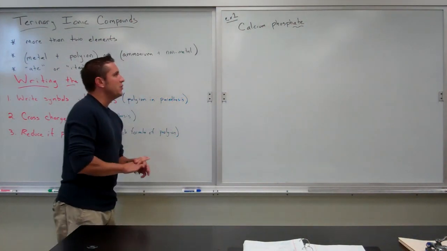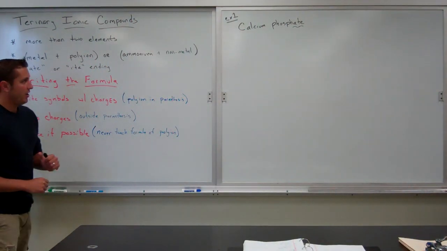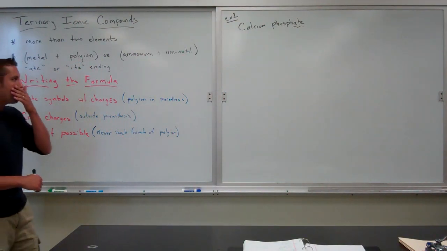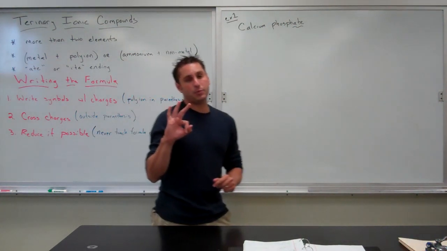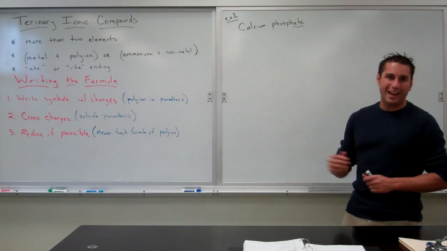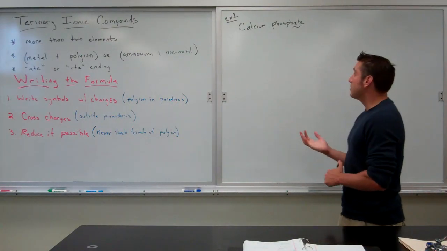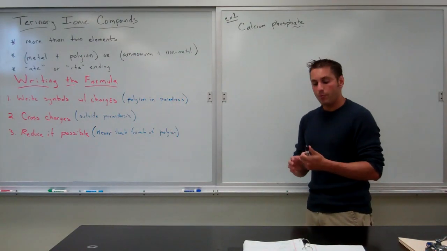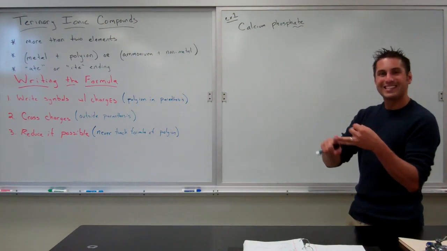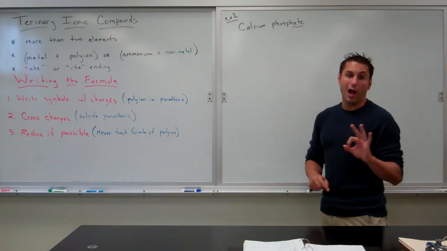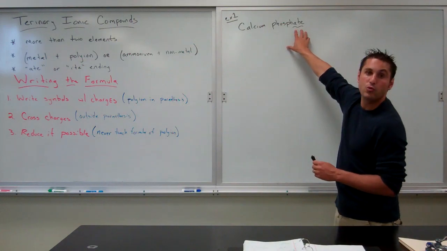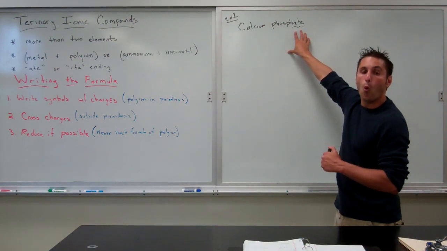Once you realize that you've got a polyion there, then you can just proceed into our writing the formula steps. There are three exceptions to that rule. There's three polyions on our list that don't end in ate or ite, so you just have to be careful that you keep your eyes open for them. Those three polyions are hydroxide, cyanide, and peroxide. They're the only three polyions that we will work with that do not end in ate or ite.